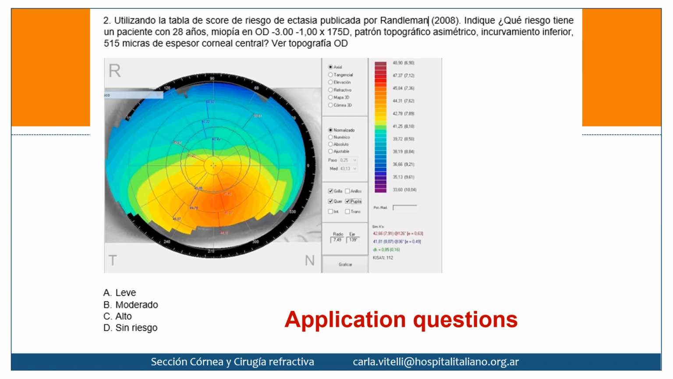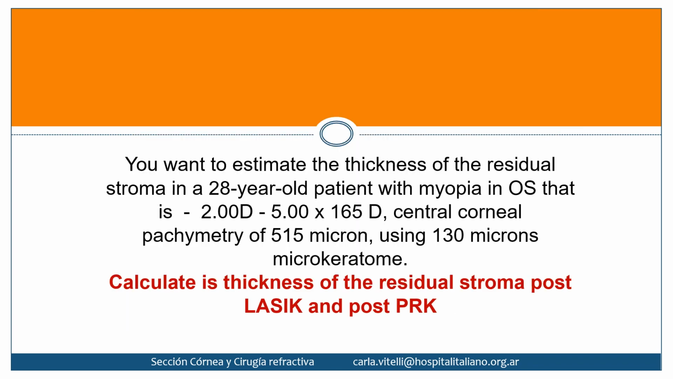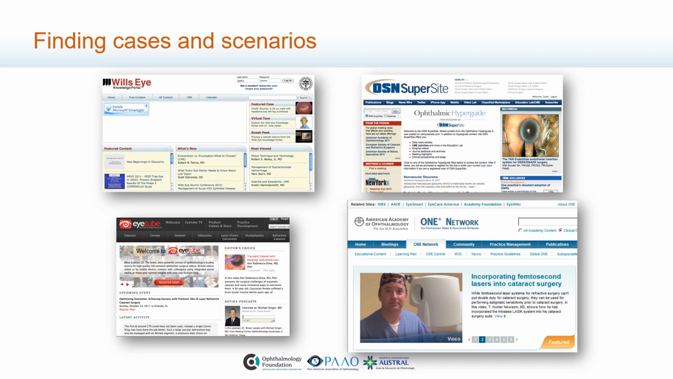In this case, learners had to decide if the risk for ectasia was low, moderate, or high. Or, in this case, they had to calculate the residual stroma post-LASIK and post-PRK and decide if surgery was a possibility. Besides developing your own cases, there are many places where you can find examples already there, such as the Grand Rounds at Wills Eye, and a lot of cases you will also find in the ONE Network.